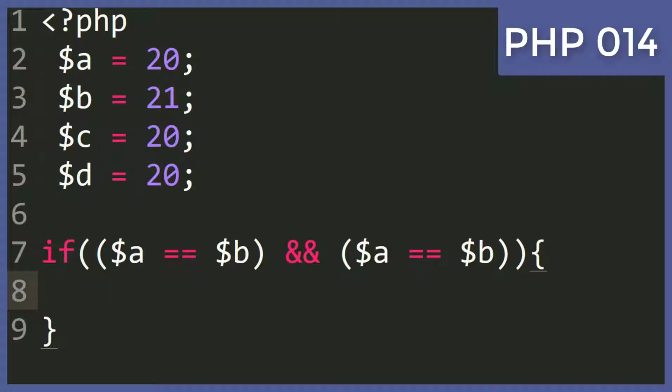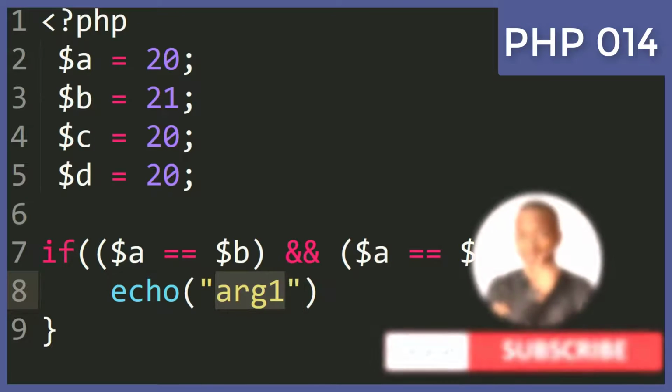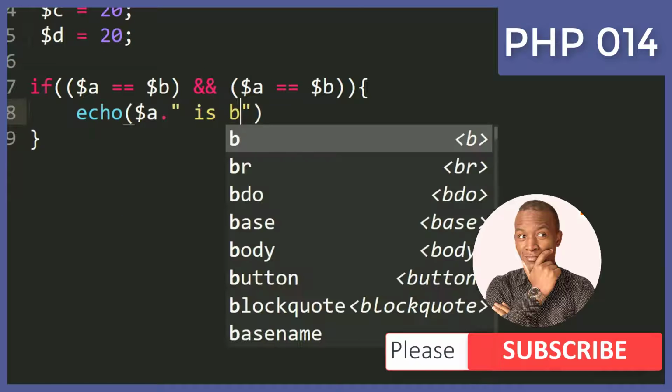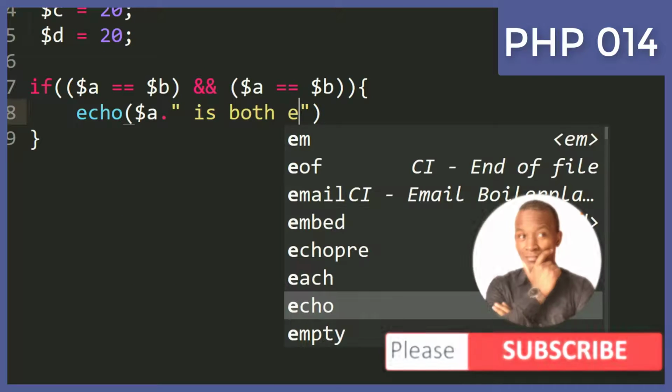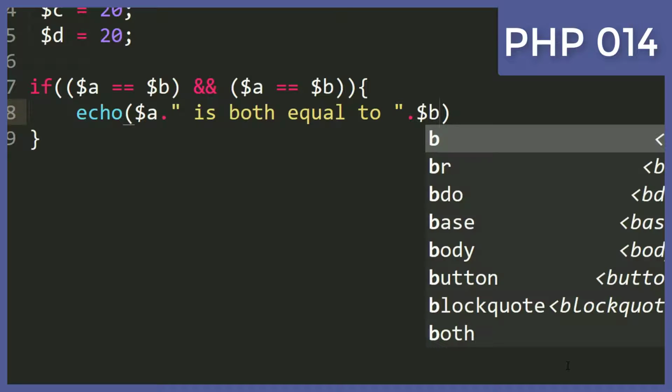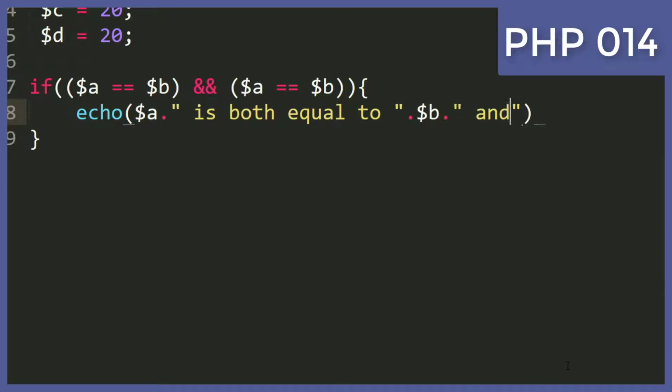So let me put here what is supposed to be executed. I'm just going to say the value of A is both equal to the value of B and the value of C. So we have to put C, the value of C.